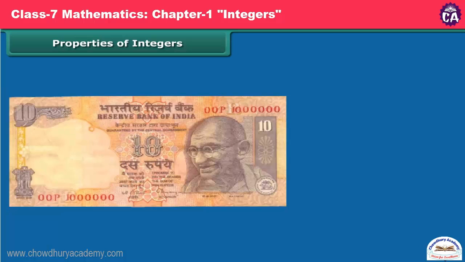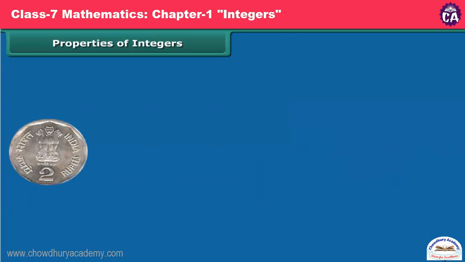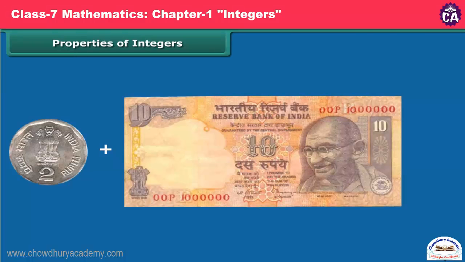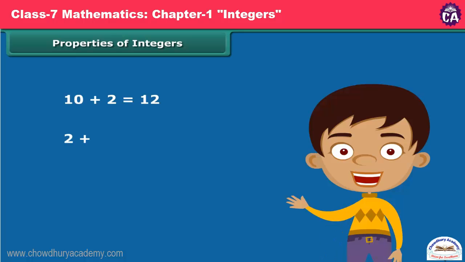This is a 10 rupee note. If we add one coin of 2 rupees in it, we will get 12 rupees. Now take a coin of 2 rupee and add one note of 10 rupee in it. Again, we will get 12 rupees. Or we can write it as 10 plus 2 is equal to 12. And 2 plus 10 equals 12. In both the cases, we get the same answer.